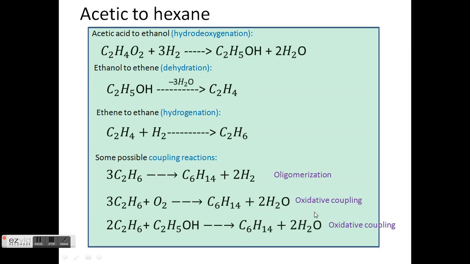And these have some coupling reactions. We have oligomerization, we have oxidative coupling, and this partial oxygenation, where we're using an oxygenated compound, not oxygen, and in this case it is ethanol, to react with ethene to get hexane. So all these, I'm just looking at hexane: ethene reacting with oxygen to give you hexane and water, or ethene reacting with ethanol to give you hexane and water. So these are a few coupling reactions. There are several ways one can couple these reactions.